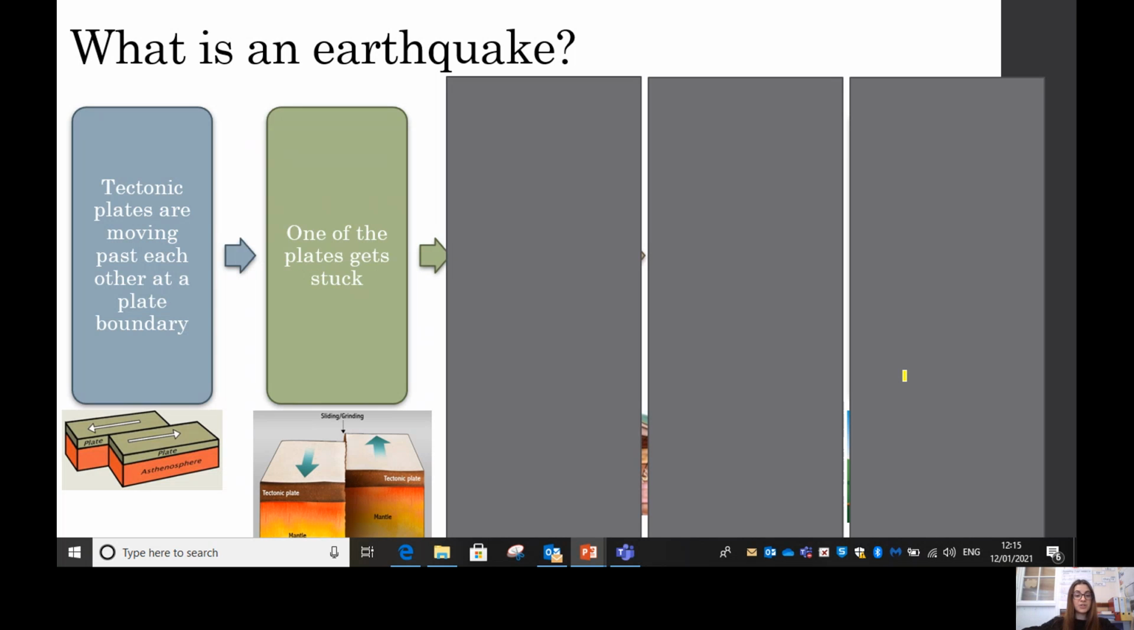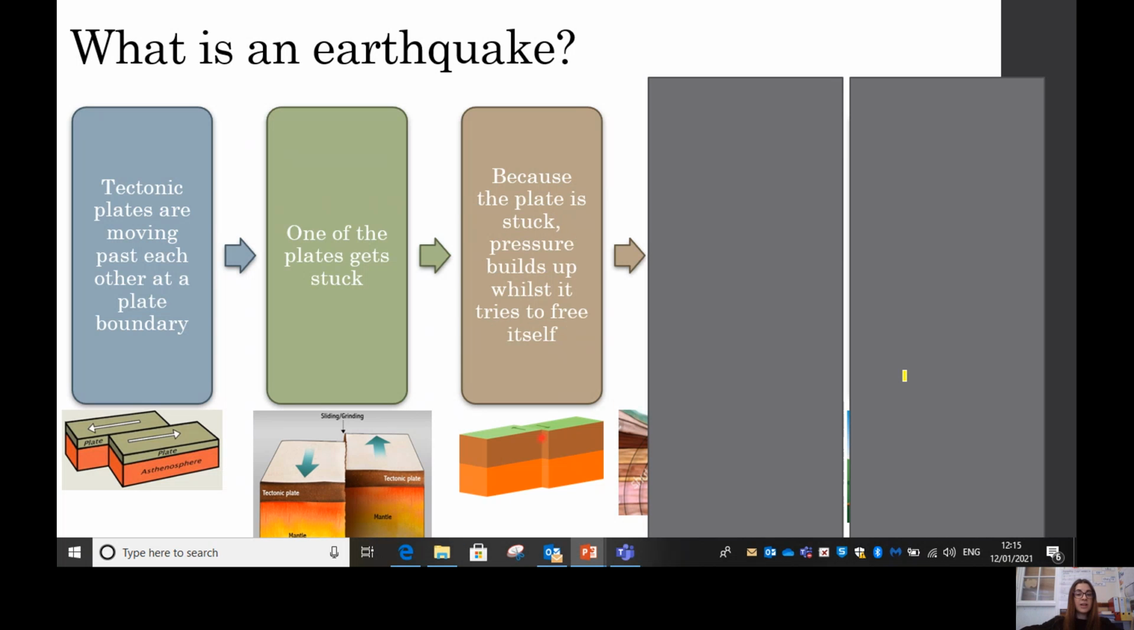One of the plates gets stuck, so it gets slightly stuck against the other plate. Because the plate is stuck, pressure builds up whilst it tries to free itself. So it's giving a bit of extra energy to try and unjam itself, and therefore pressure begins to build up.